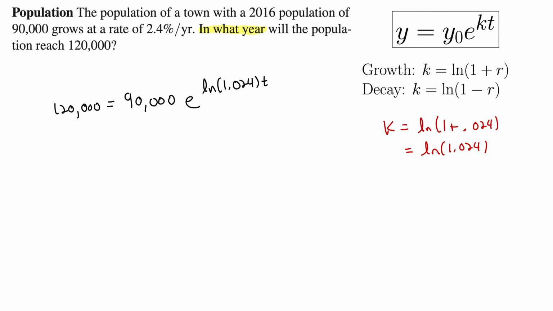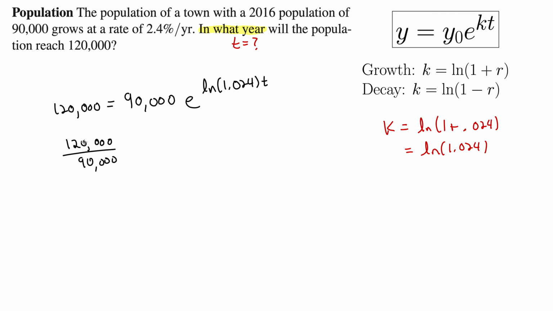And if we go back to the wording of our problem here, it says in what year, right? So it's asking us to solve for time. That's also clear from the fact that t is the only variable left in our equation when we're solving here. So let's solve for t. Let's see, we have 120,000 divided by 90,000. All right, we're just doing some algebra at this point.